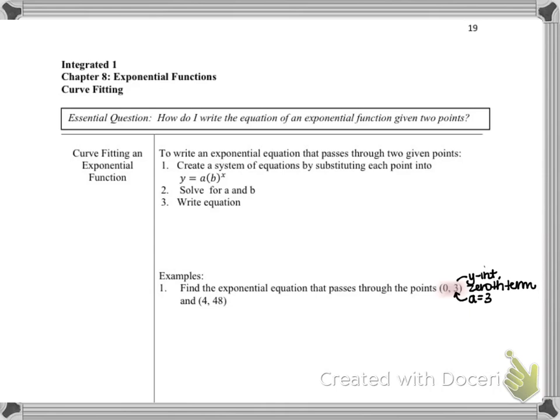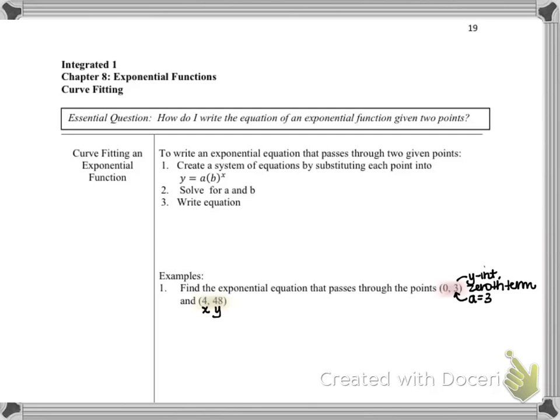Moving on to the next point that we have, (4, 48). With (4, 48), there's nothing really special about that point. This is just an x comma y. If it was 0 comma, like the other one was, then we know that it's a y-intercept. This one, there's no zeros here, so we don't have anything special going on.